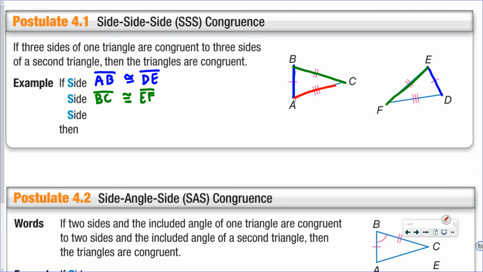And our third side, AC, is congruent. And they're marked for us on these triangles, right? With all those tick marks, all that fun stuff. So if you can show that all three sides are congruent, you don't even have to say anything about the angles. If you can show this, then the two triangles are congruent. You can conclude that using this postulate, side, side, side.